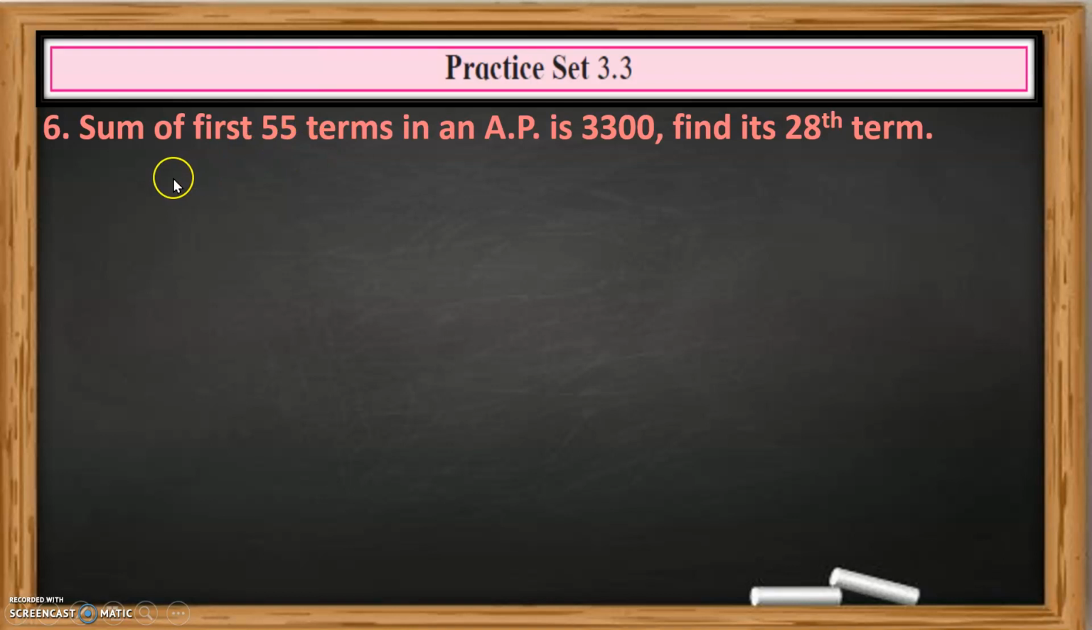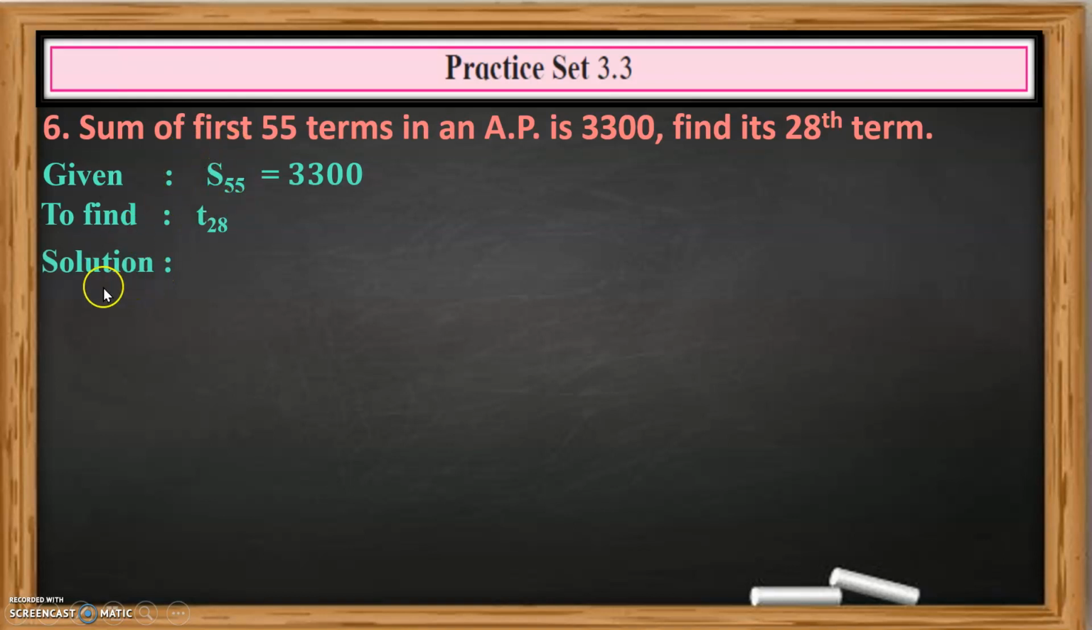So in this question, what is given? That S55 is 3300. What you have to find? 28th term. So that means we have to find T28. So let's start with the solution. We start with whatever is given. Here S55 is given. So we will start with the formula of Sn.